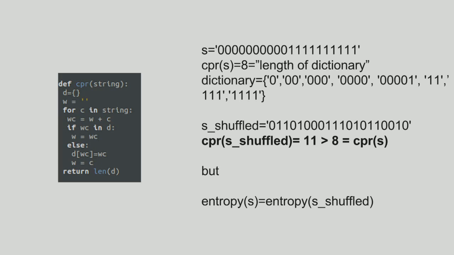Now, if you shuffle it in time, then your dictionary will increase in size. It's 11 instead of 8. So this kind of method does not only capture diversity in amplitude, but also diversity in time.